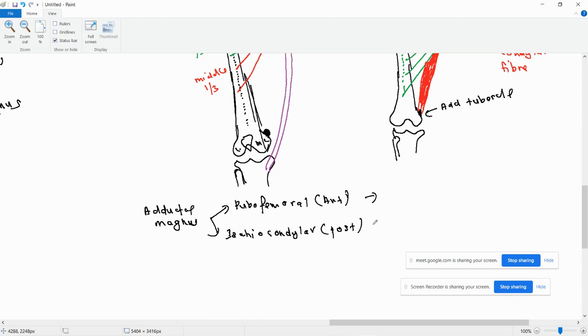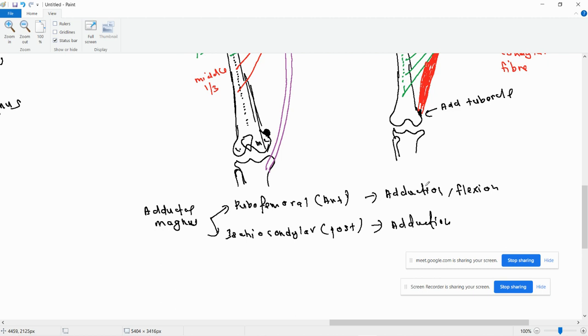And you should remember the pubofemoral and ischiocondylar parts of adductor magnus. What is the role of adductor magnus? Both of these parts can produce adduction. But since the pubofemoral fiber is located more anterior, this muscle can also assist in terms of hip flexion. Understood? All right, it can assist in terms of hip flexion.